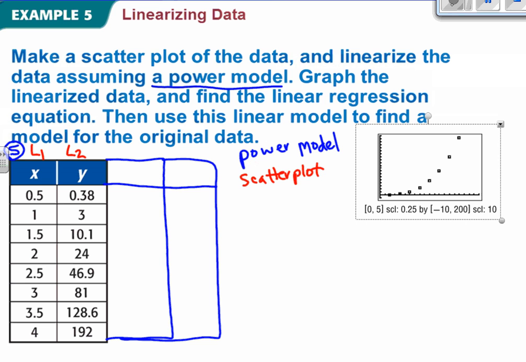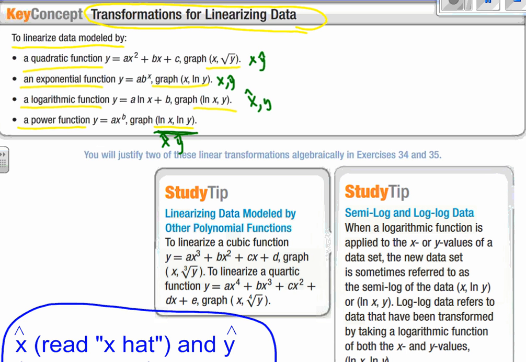Right? Yes. Okay, so when you graph that, the scatter plot should look like this, and it's also on the next slide if you want to see it a little bit bigger. And now we've been told that this is a power model, and so we know that when we linearize the data for a power model, we're using the ln of x and the ln of y.